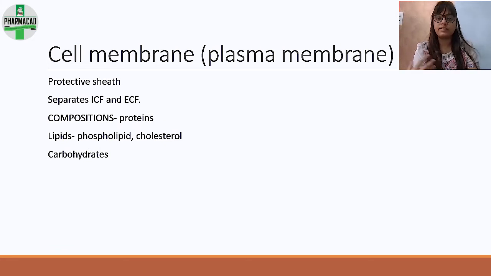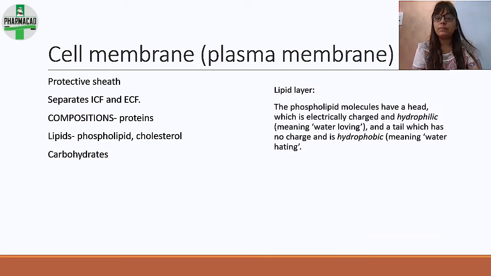Now moving on, composition. What is the cell membrane made up of? It has proteins, lipids, and carbohydrates. We will see about each one of them in a little bit of detail. First, we talk about the lipid layer. There are two lipids: one is phospholipid and another one is cholesterol.